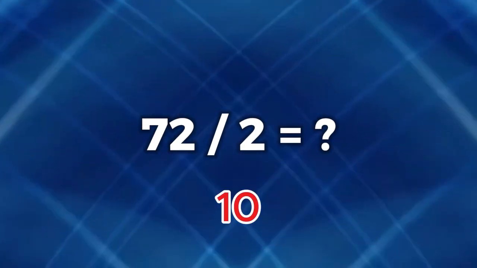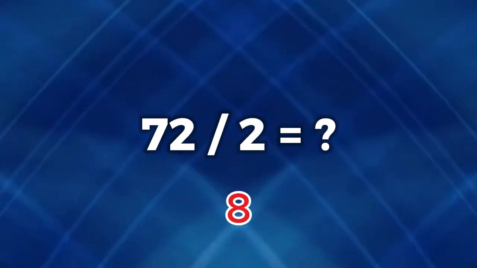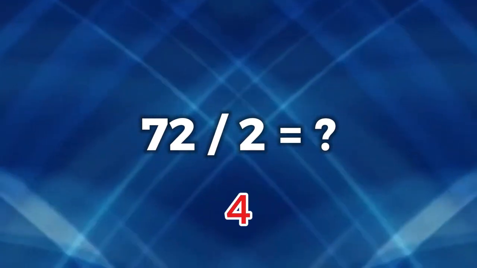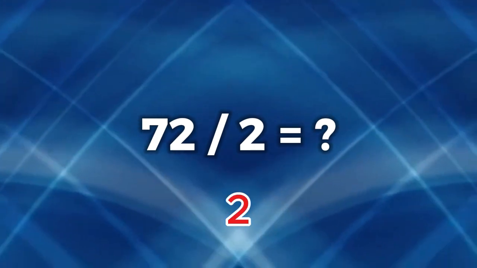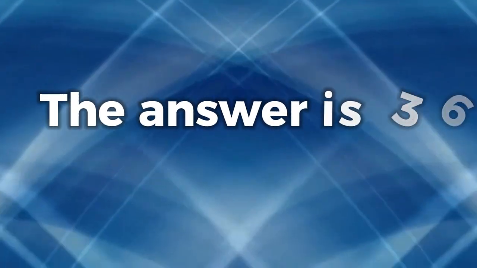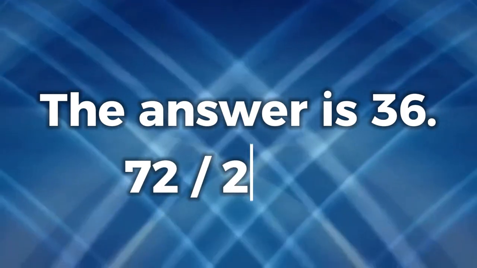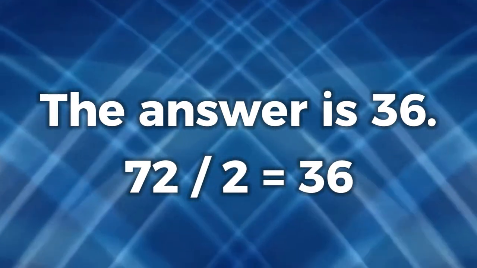Here's the seventh. 72 divided by 2 is equal to... The answer is 36. 72 divided by 2 is equal to 36.